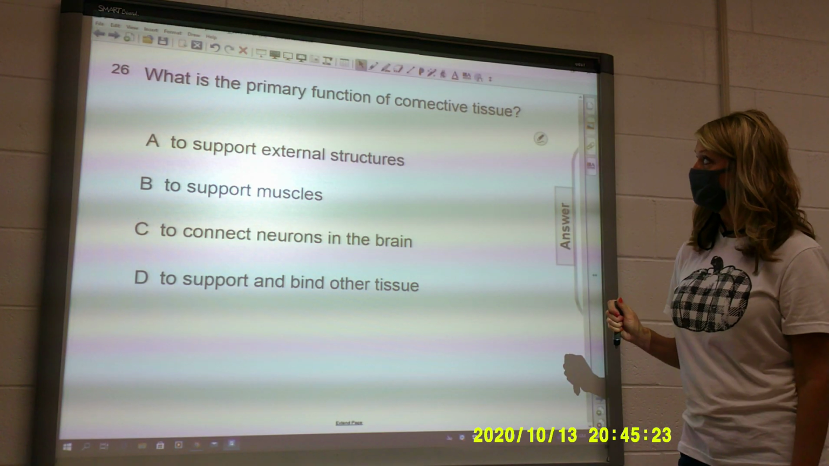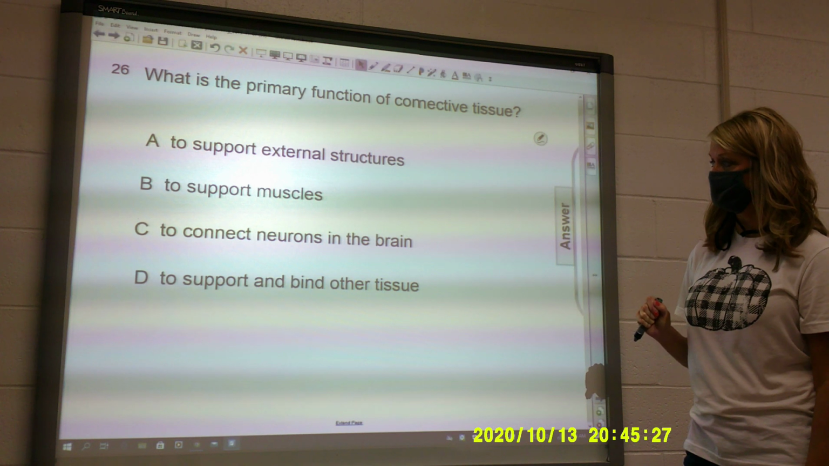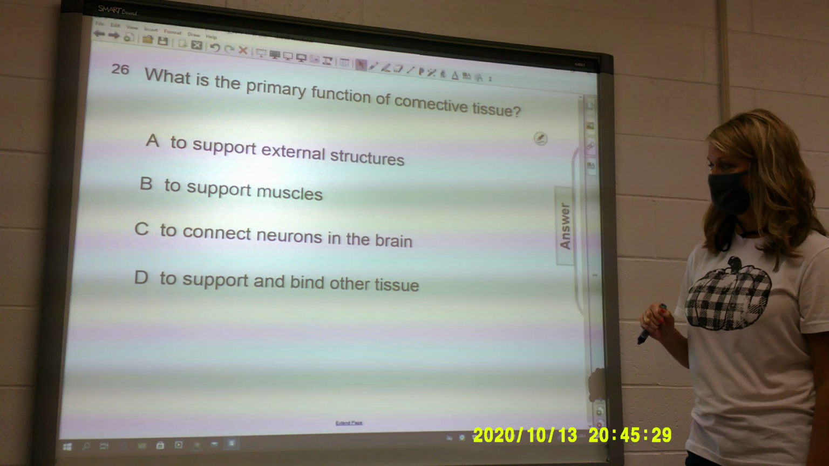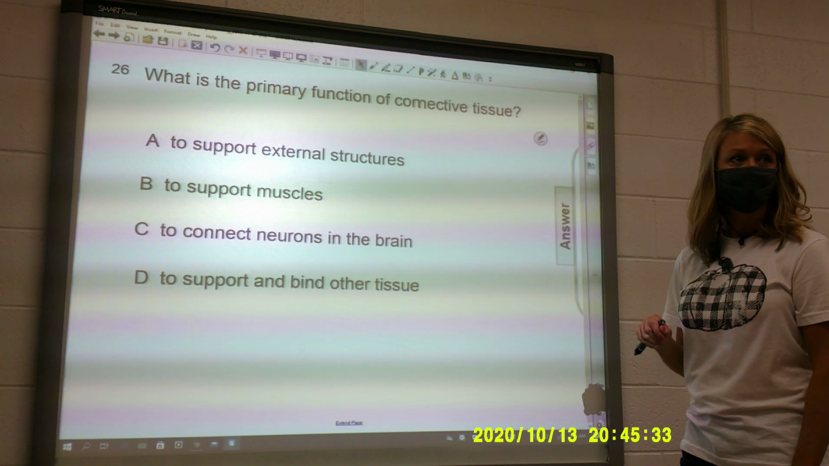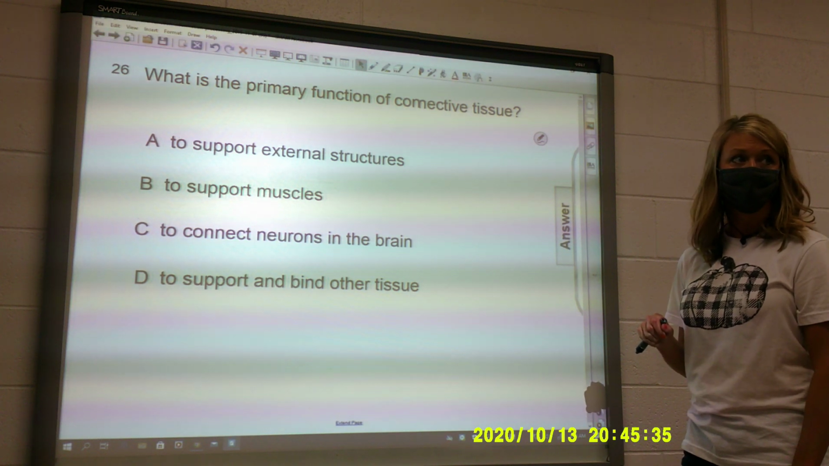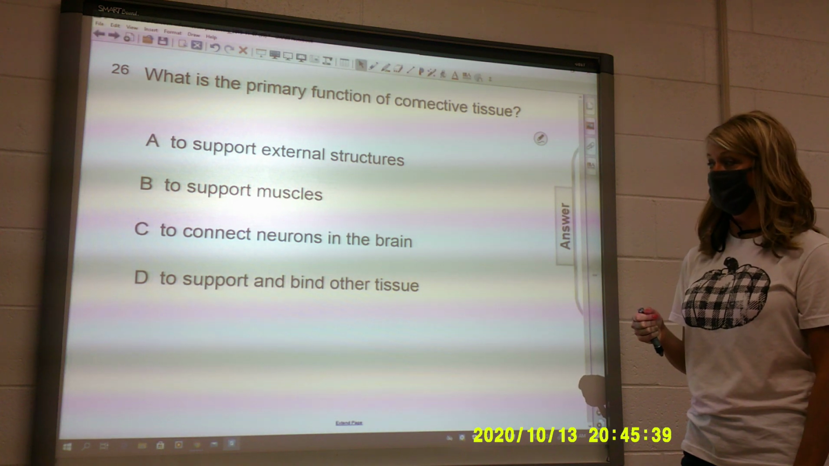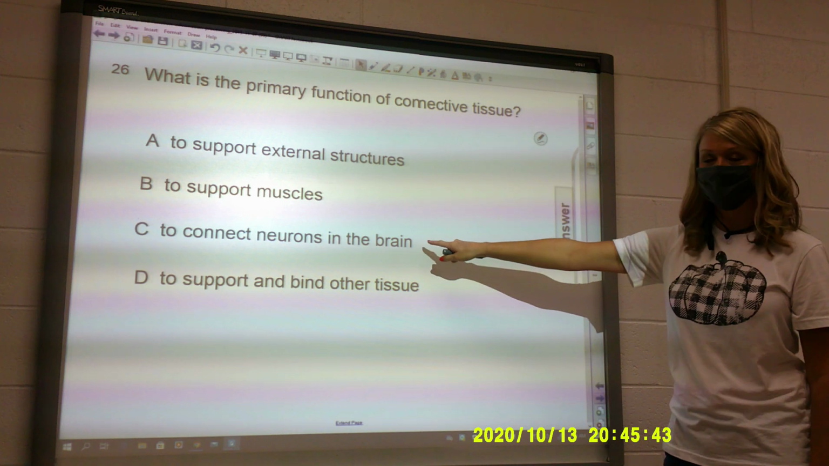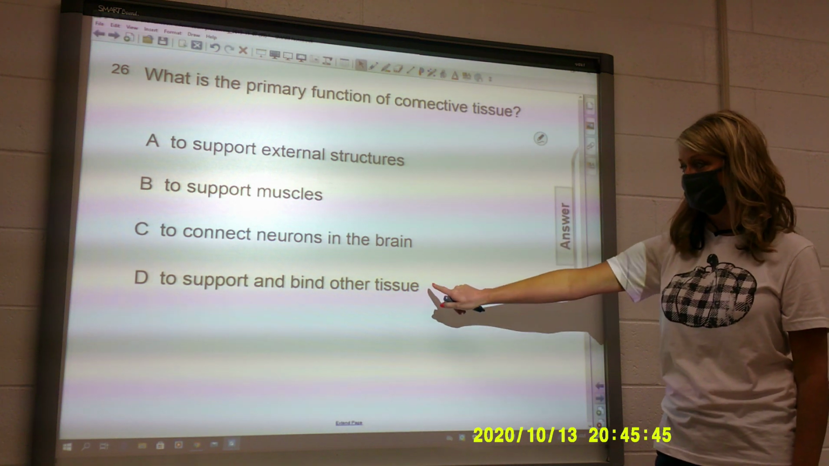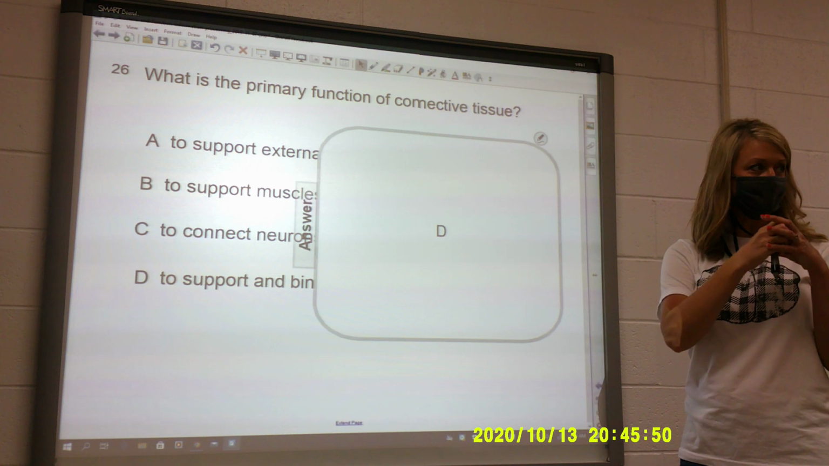What is the primary function of connective tissue? To support external structures, to support muscles, to connect neurons in the brain, to support and bind other tissue. Anybody? C. Did we say it connects neurons in the brain? No. What did we say it did? Holds other things together, supports and connects other things.